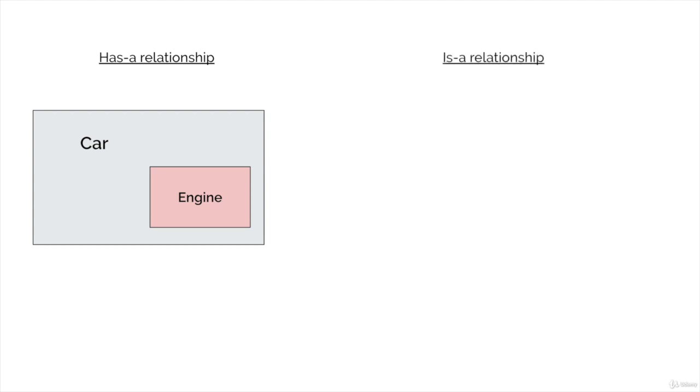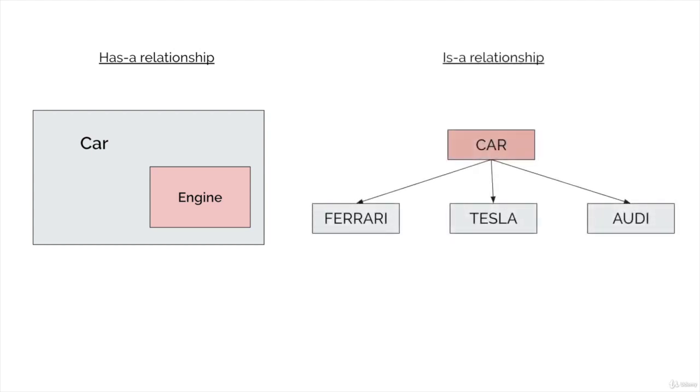In the is-a relationship, we saw that Ferrari, Tesla, and Audi are each a type of car. We never said that Ferrari has a car or a car has a Ferrari. So the relationship between Ferrari and car was of the is-a type, but the relationship between car and engine is of the has-a type. A car is not a type of engine, and an engine is not a type of car. This sort of relationship is known as the has-a relationship.